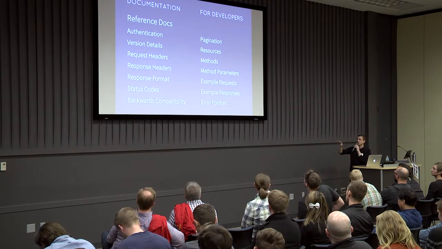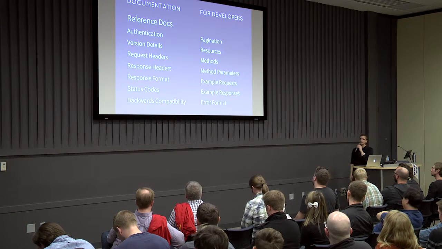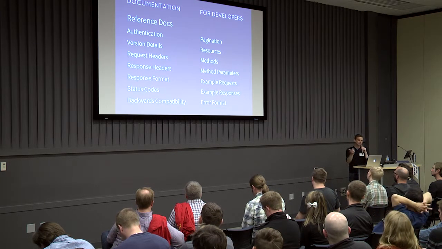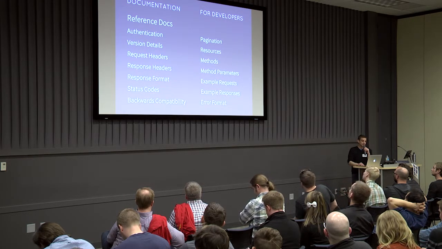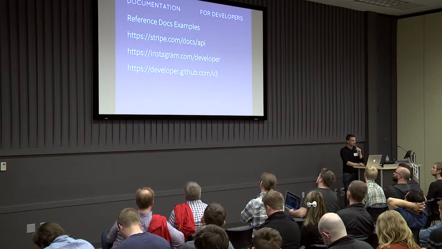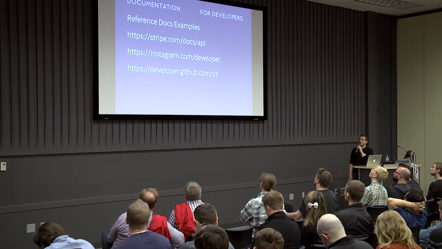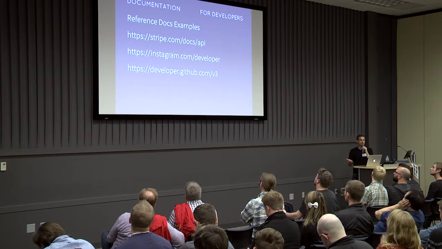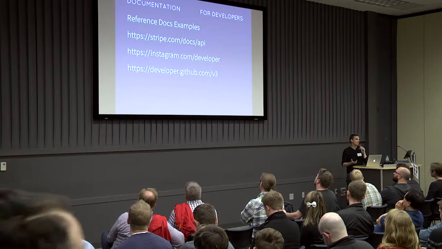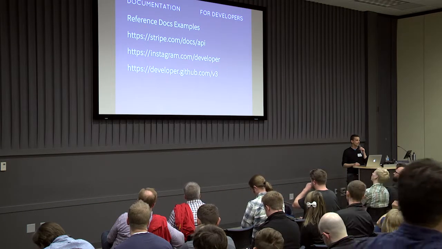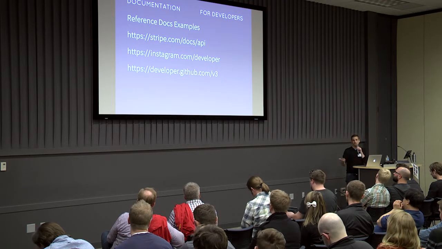I'm not going to go through each one of these things for reference documentation, but the idea here is that it should be comprehensive. Should be a reference, I guess. There's some great examples from people who are doing this really well. Stripe is an API as a service company. They provide credit card billing services. Their product is their API, and they have a great API. They're always, I think, pushing best practices forward based on the decisions that they make.